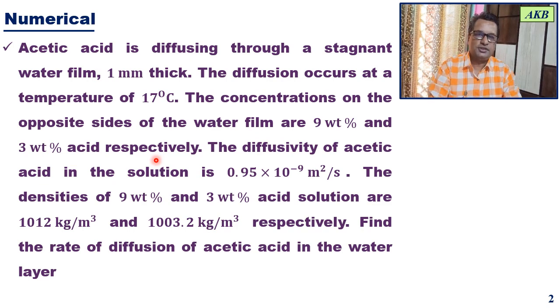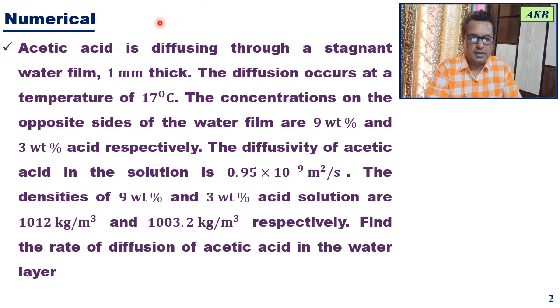This is a case where you have two components. One component is acetic acid, whereas the other component is water. The diffusing component is acetic acid, and it is diffusing through a stagnant water film. That means the other component, water, is not diffusing. The thickness of the film through which diffusion occurs is given to us. It is 1 mm thick. So straight away you can say this is the length of the diffusion path.